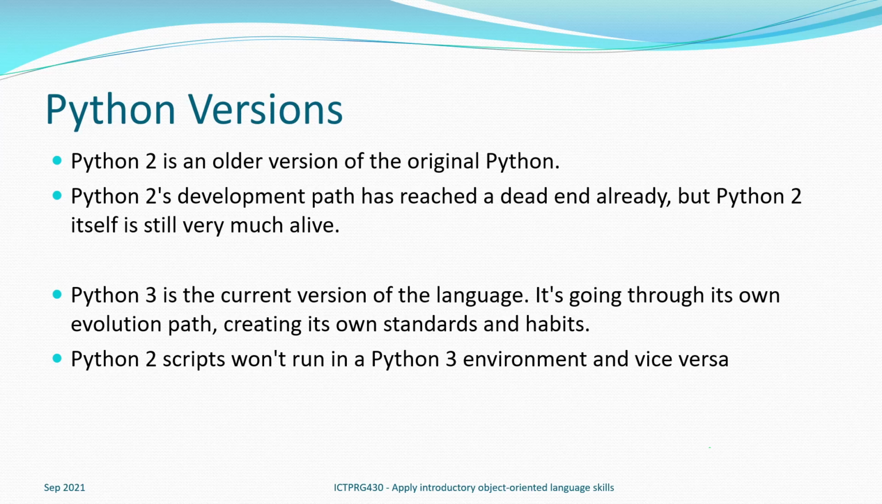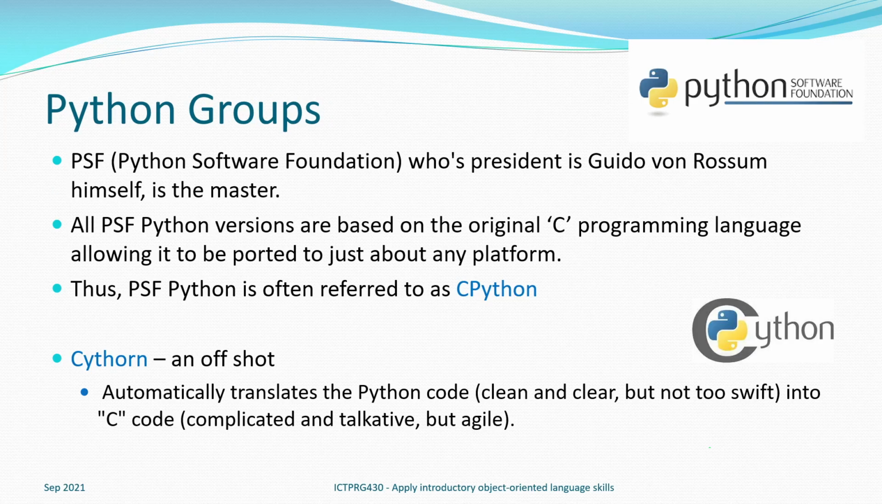The current version at this time is version 3, and it's going through its own evolution path. As such, it's not backward compatible. So it's got its own standards. It's still based on a derivative of C, and the basis of the code is still the same. It's just not backward compatible with the environment.